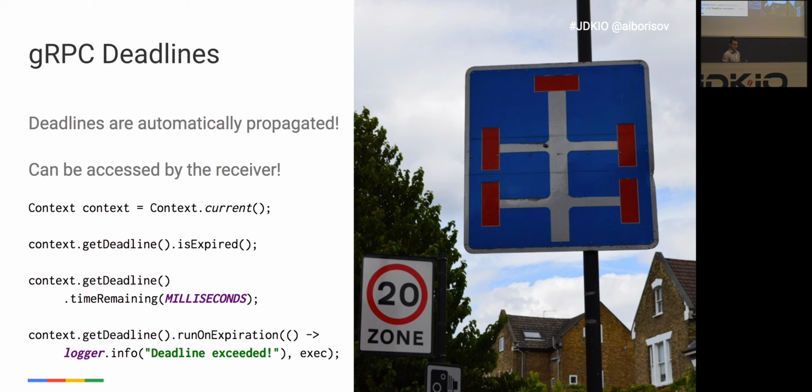What should be the timeouts for these calls? We can check how much time our gRPC client is going to wait and use this value as a timeout for the database call, for example. And we can even subscribe to cancellation, to the deadline, and perform some cleanup or finish some background task when the client is not waiting anymore. There is a method called run expiration for this purpose.